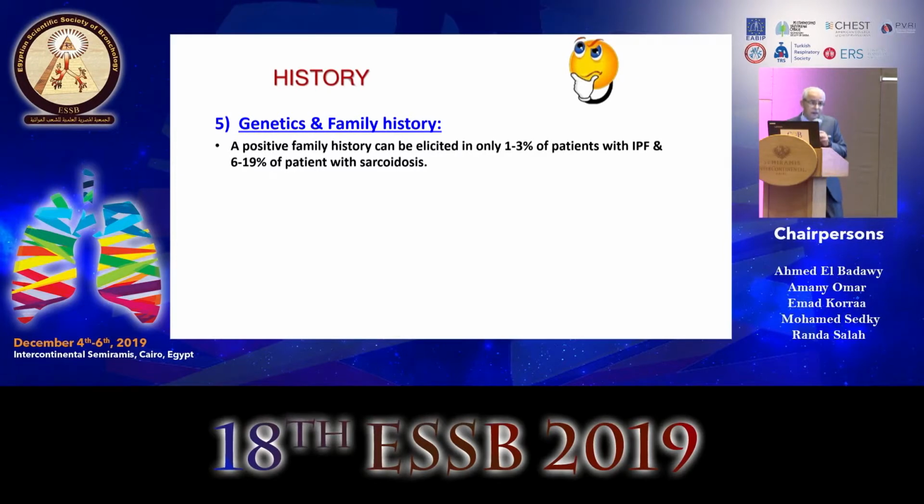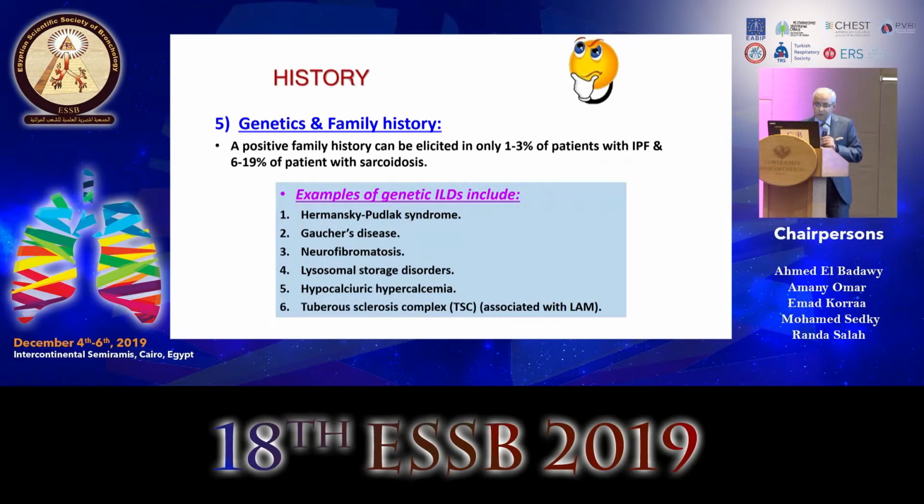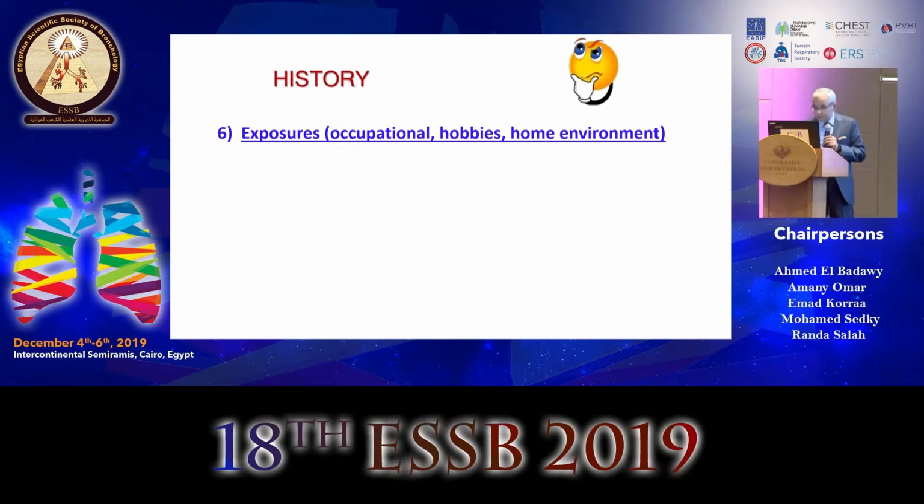Genetic and familial history: you now have what's called familial IPF. About 5% of UIP-IPF runs in families, and the same for sarcoidosis. About 6-20% of patients have a definite family history. These examples of genetic-related ILD are all rare diseases, in fact.